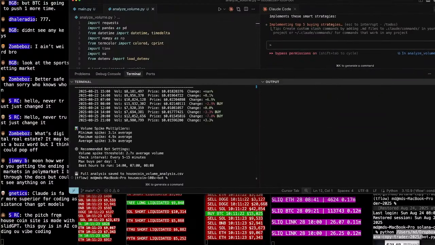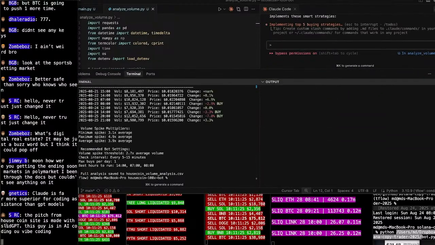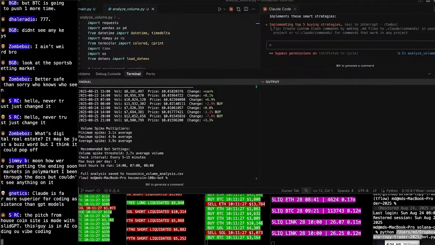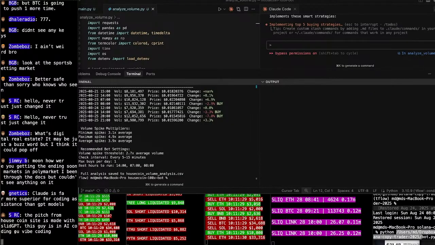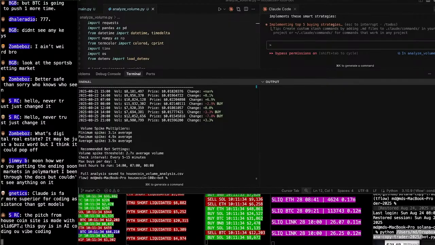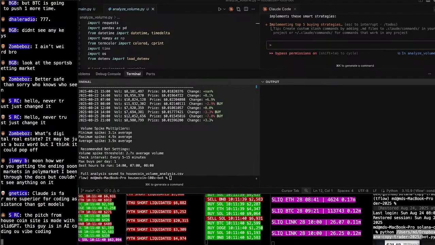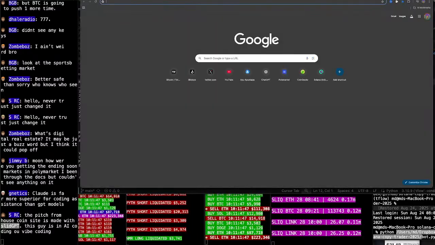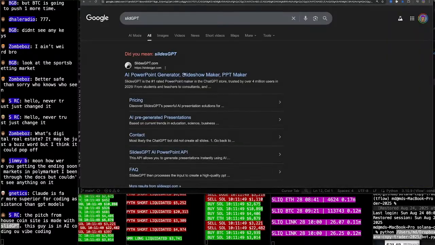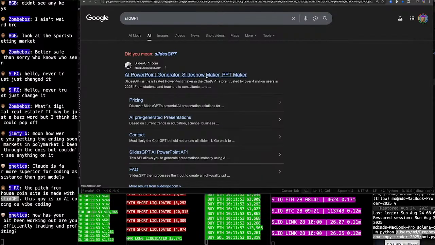The pitch from Housecoin's site is made with Slid GPT. This guy is an AI coding, vibe coding. I don't know what that means. But this guy, what's Slid GPT? I hope the website is built with AI, dude. Slid GPT, AI PowerPoint generator, slide maker. Oh, slide GPT.